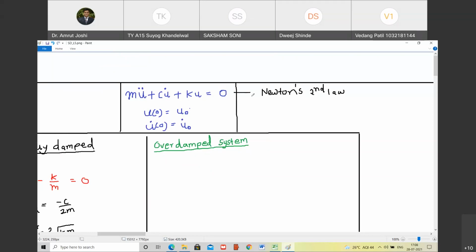Okay. And this being a second order differential equation, we need to have two boundary conditions. So what are the boundary conditions? At time t equal to 0, u of 0 is u0. Are you with me? We have stretched the mass by some amount. Happy? So u of 0 is u0, and u dot of 0, that means velocity at time t equal to 0.